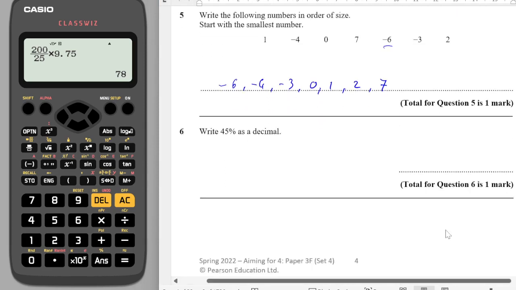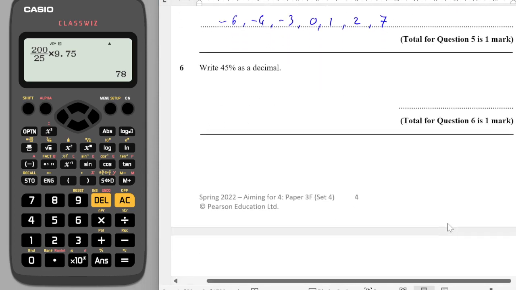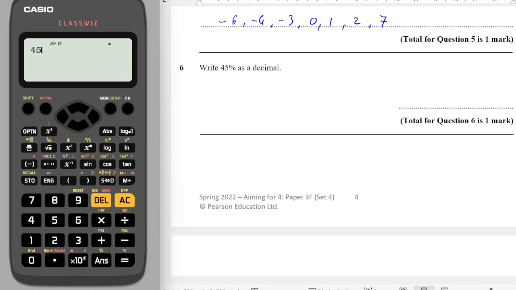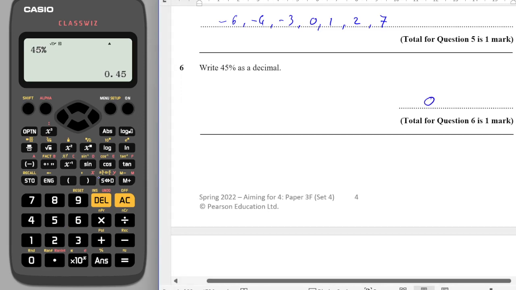Right, question 6. Write 45% as a decimal. You can do this on your calculator if you particularly wanted to. 45, shift and then the percent button, equals, and then as a decimal that's going to be 0.45, although I'm sure that you are more than capable of doing that without a calculator.